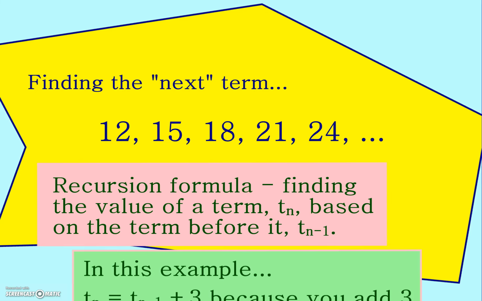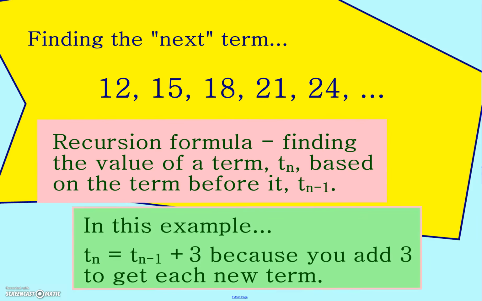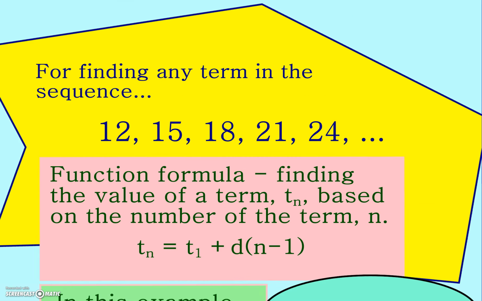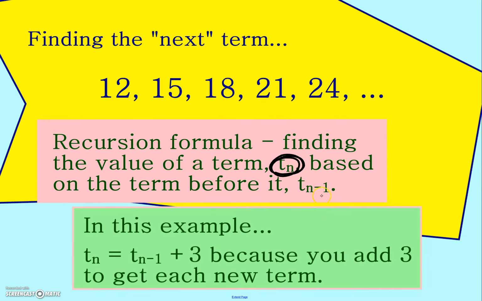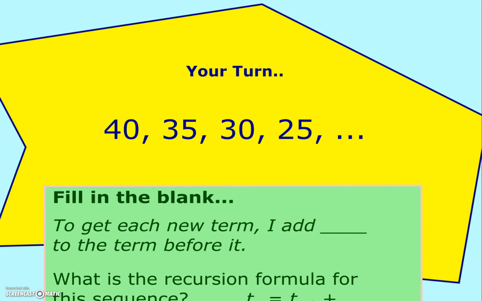So finding the next term, we are going to learn about two formulas, the recursion formula and the function formula. The recursion formula is finding the value of a term, Tn, that could be any term. Notice Tn is based on the term before it, which is Tn minus 1. So the term you're looking for and the previous term. In this example, Tn equals Tn minus 1 plus 3 because we're adding 3 to each term. So let's do an example.